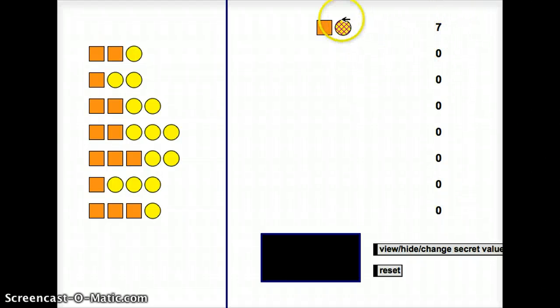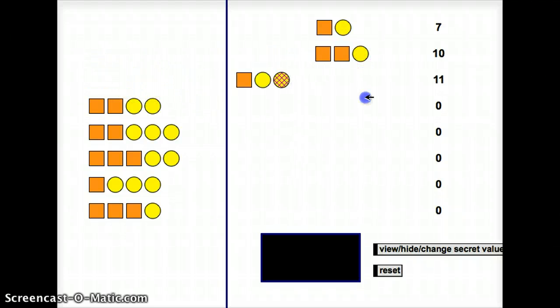So you know that the square plus the circle equals 7. You then do the same for 10. Then you get 11. But let's look at this. So we have 7 here. So we obviously know that each of these equals something. But then we get that here, 2 squares and a circle equals 10.